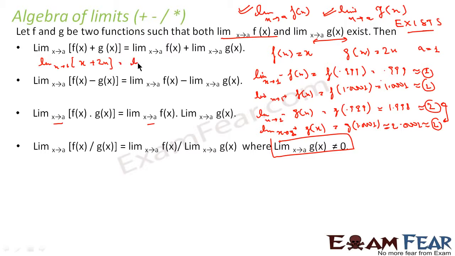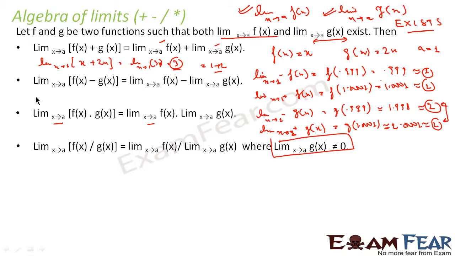So this will be limit of x tends to 1 of 3x. That will be equal to 3, correct? And if you add these values, the limits of f(x) and g(x), we have 1 plus 2, that is equal to 3. So we have proved that LHS is equal to RHS, because f(x) plus g(x) becomes 3x. So limit of x tends to 1 of 3x will be 3 into 1, that is 3. And on the right hand side also we have seen 1 plus 2, that is 3.